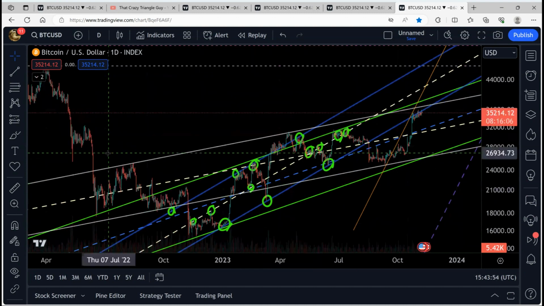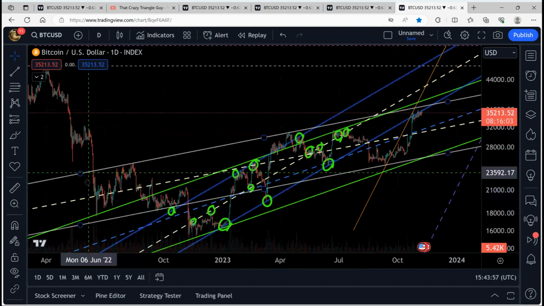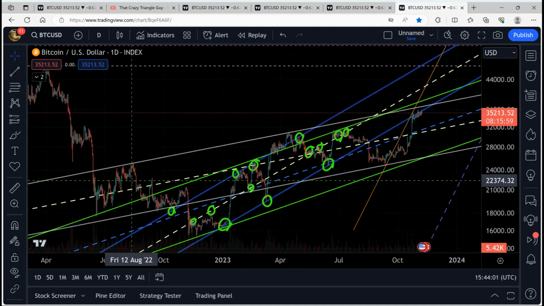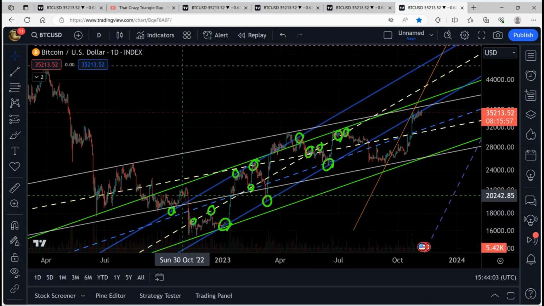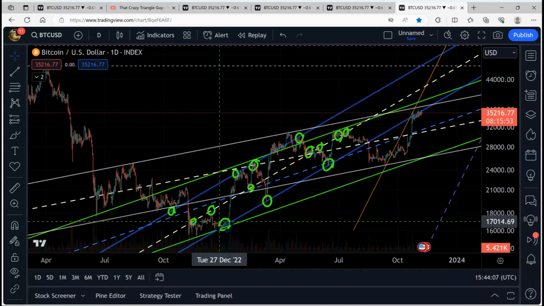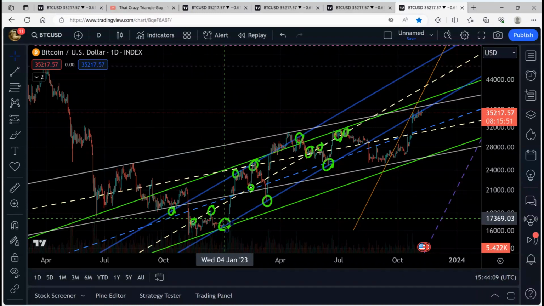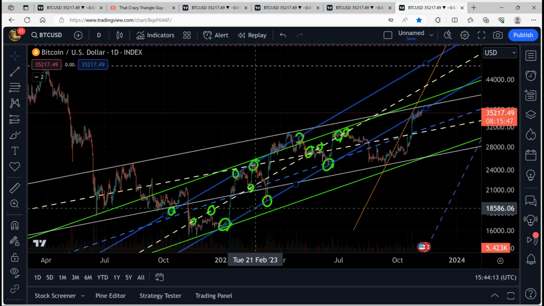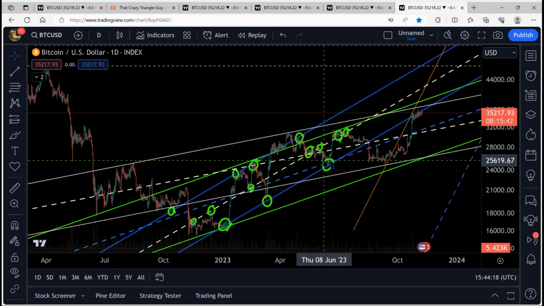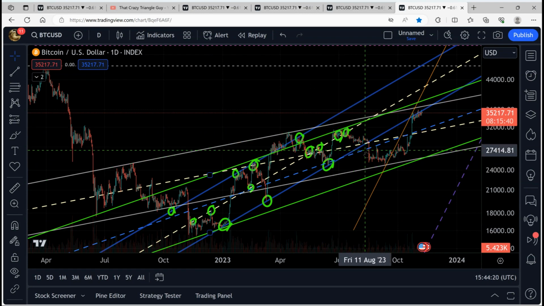So the white channel we had been trading in originally since the June collapse. Down to the bottom here, back up here, and then we fell out during FTX. And that's probably why I forgot about it. But you can see, hey, you know what? Price action is also trading within this white channel.